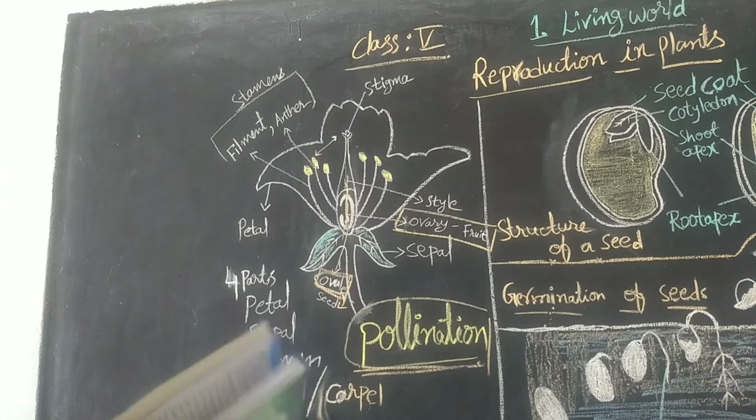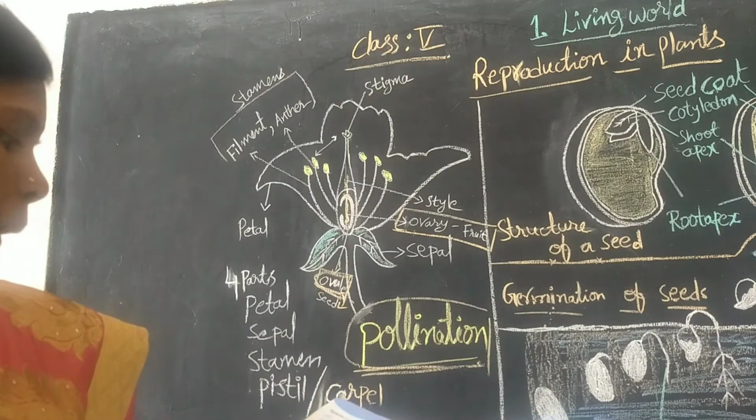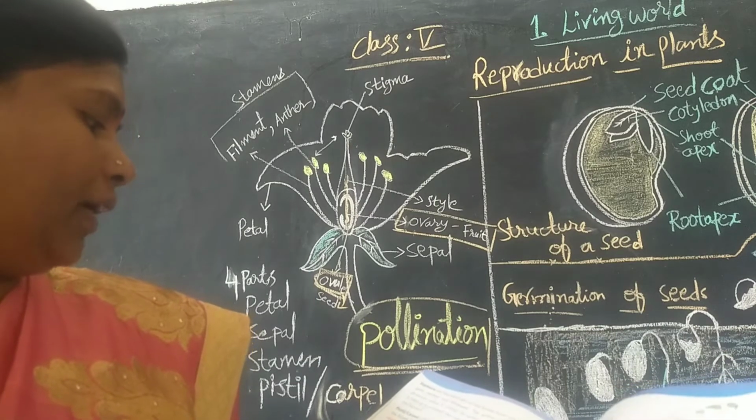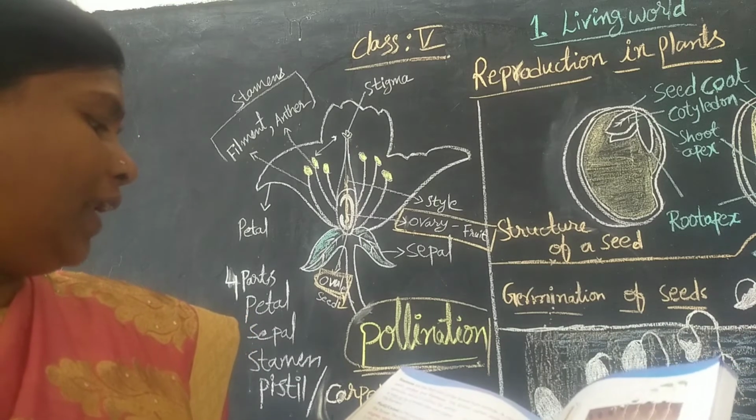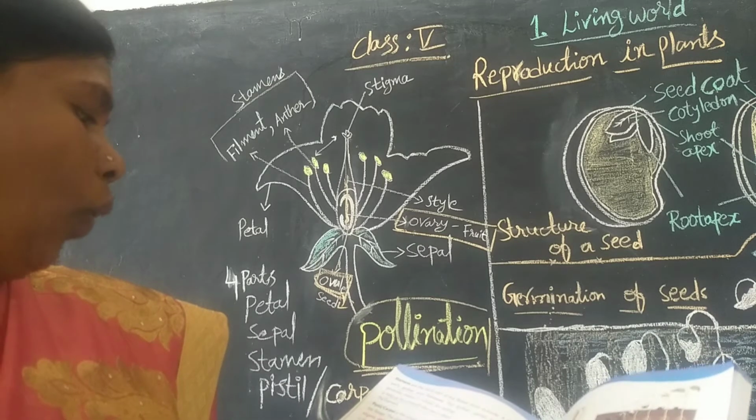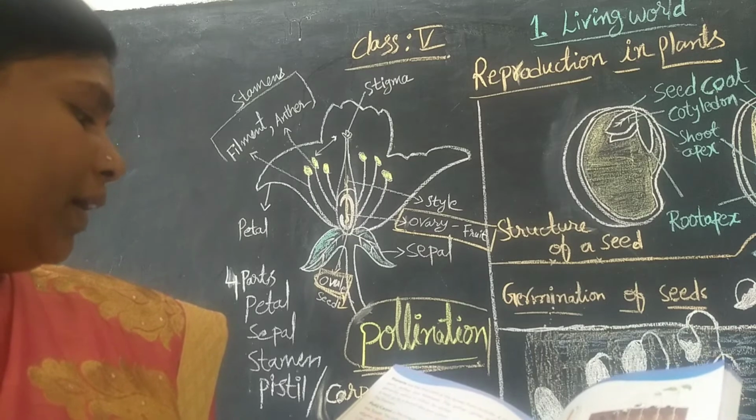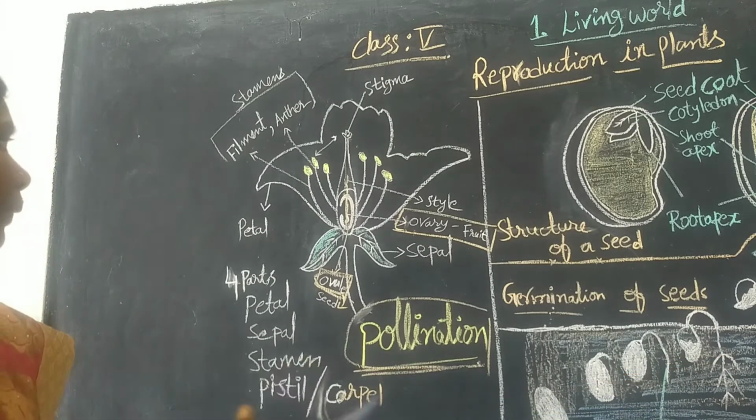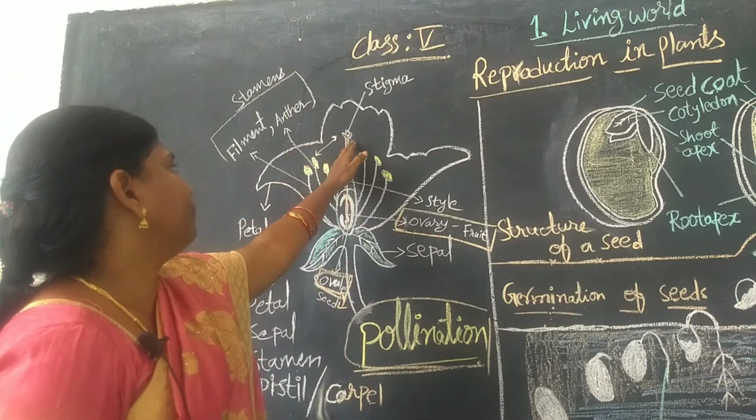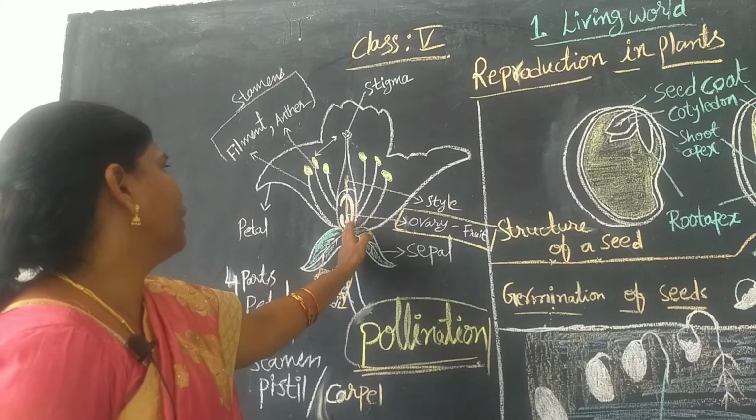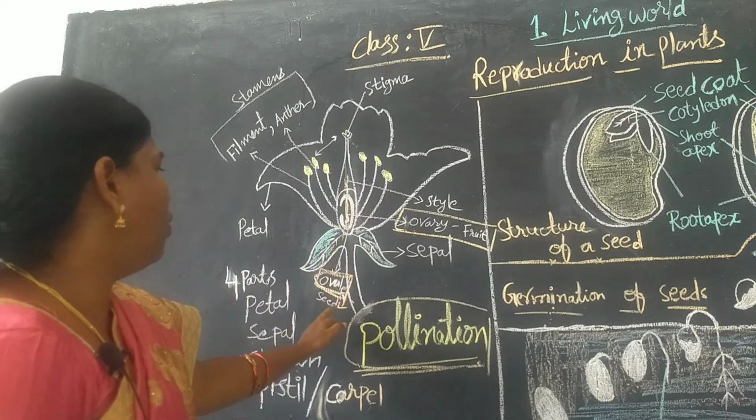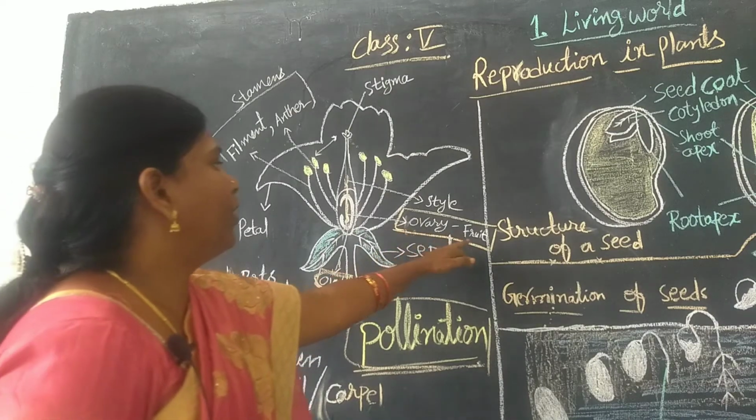Again I explain what that is. I'll read the sentence here. When a pollen grain lands on the stigma, a tiny tube grows from it and moves down the style into the ovary. On reaching the ovary, it fertilizes the ovule. Then the ovule becomes the seed and the ovary becomes the fruit.